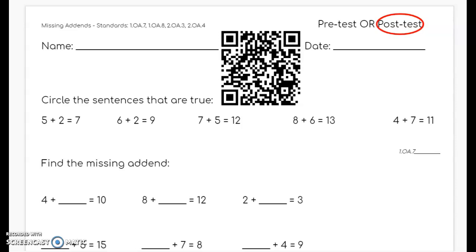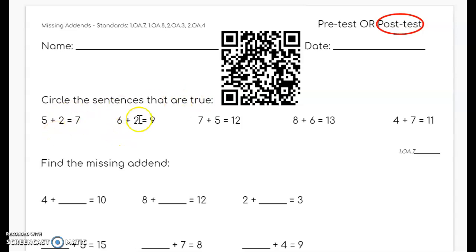This is your test for missing addends. Please write your name at the top and also look at the date on the board and write the date down for today. Remember, you can always pause this video as you're writing down your answers, and you can rewind to rewatch for the directions. In the first section, it says circle the sentences that are true.